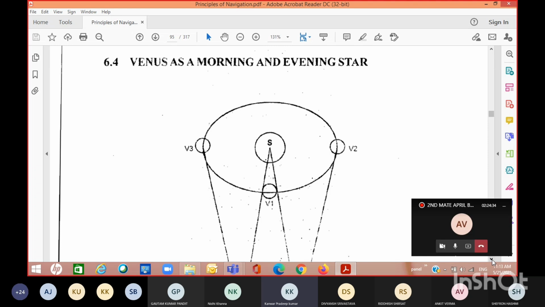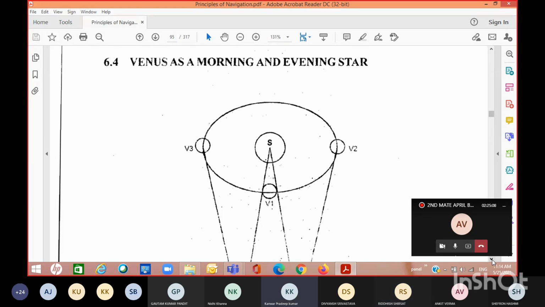So when you see Venus in the morning, as a morning star, which side will you see it? East or west? East, sir. Okay. And when you see Venus as an evening star, you will see it in the westerly direction.